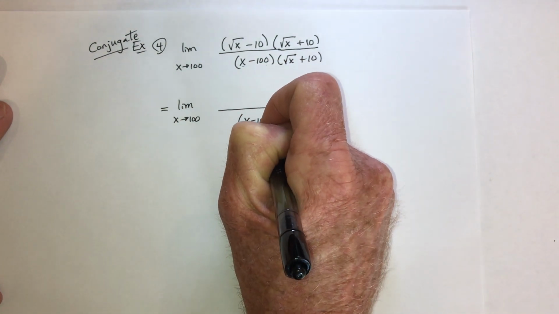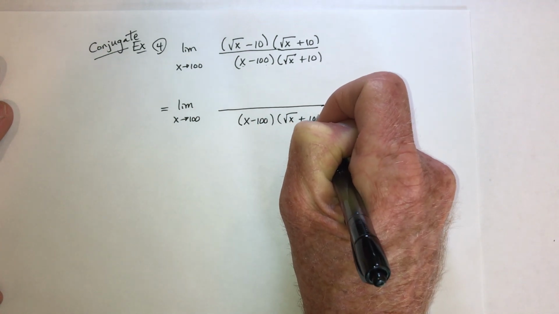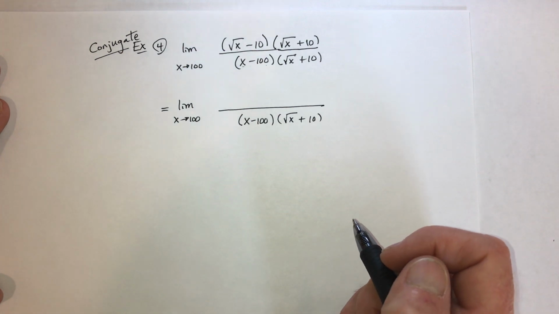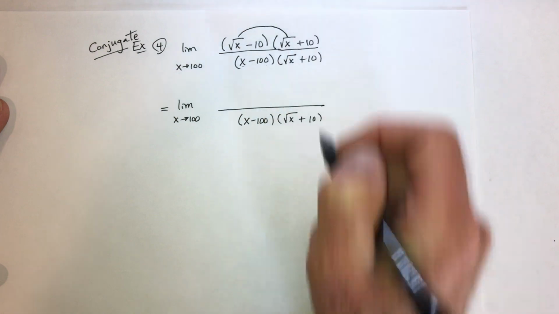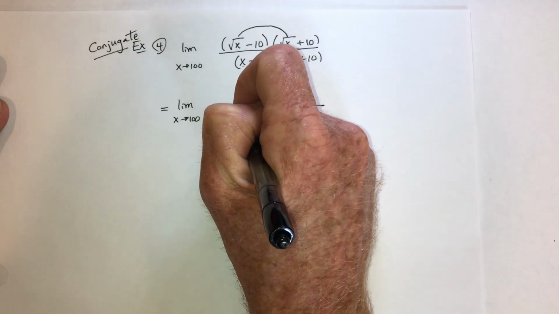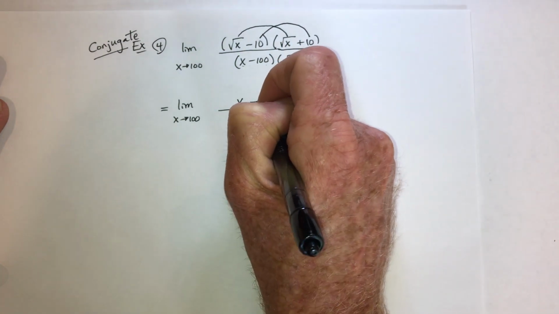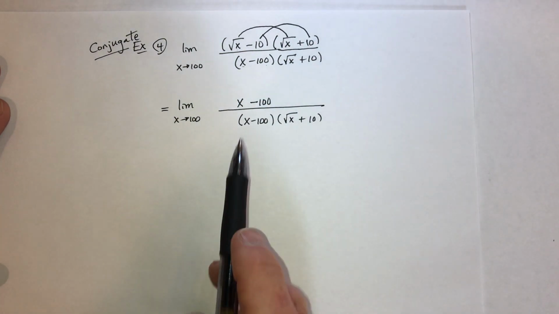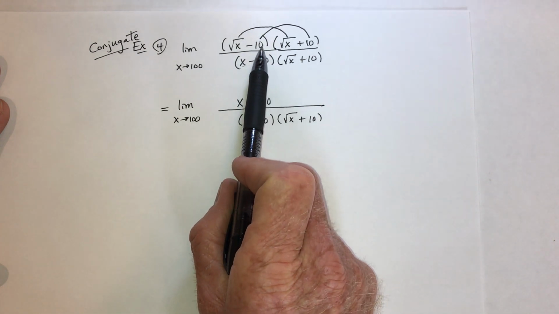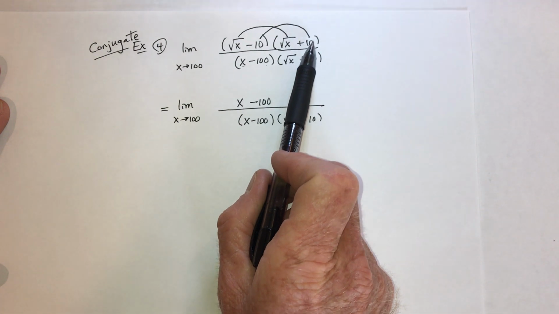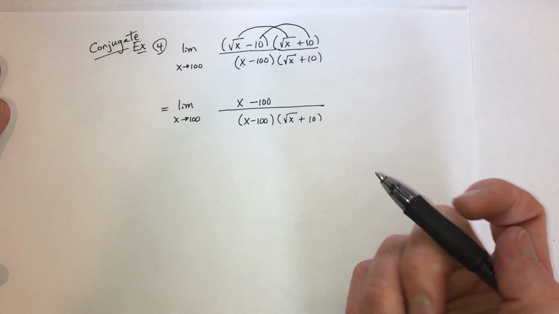Parentheses, x minus 100, and then parentheses, the square root, and plus a 10. And the good thing is when you multiply a conjugate, you only need to multiply the first one times the first one, which is going to be x, and the last one times the last one, which is going to be minus 100. So you don't have to do the middle terms because they're going to cancel. So these two would be negative 10 square root of x. These two would be positive 10 square root of x. They cancel, so we don't need to do that.